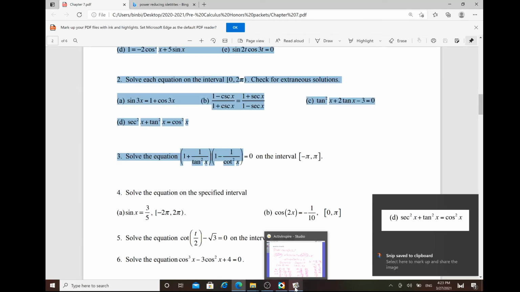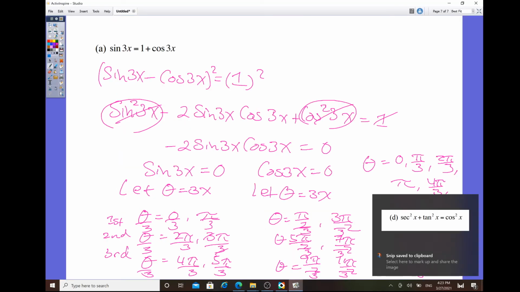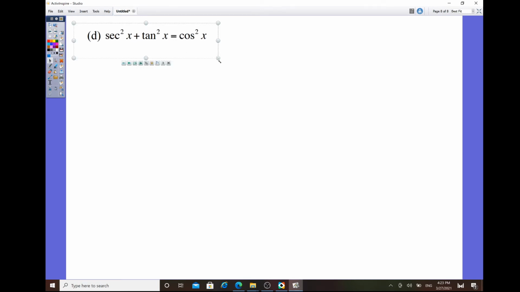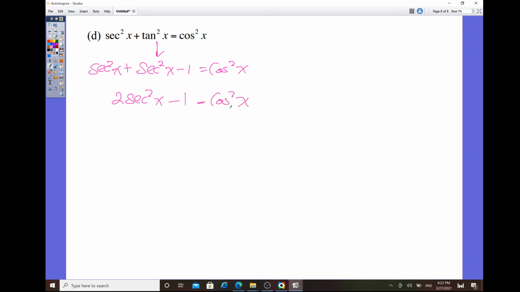Okay, so for D, let's see what we got here. Secant squared of x plus tangent squared of x equals cosine squared of x. Let's rewrite that tangent squared of x in terms of secant squared. We know that it is secant squared of x minus 1, by using the Pythagorean identity. So combine the like terms. We have 2 secant squared of x minus 1 equals cosine squared of x.